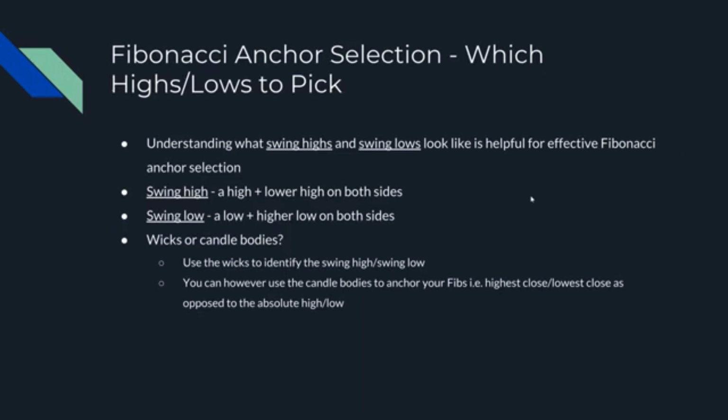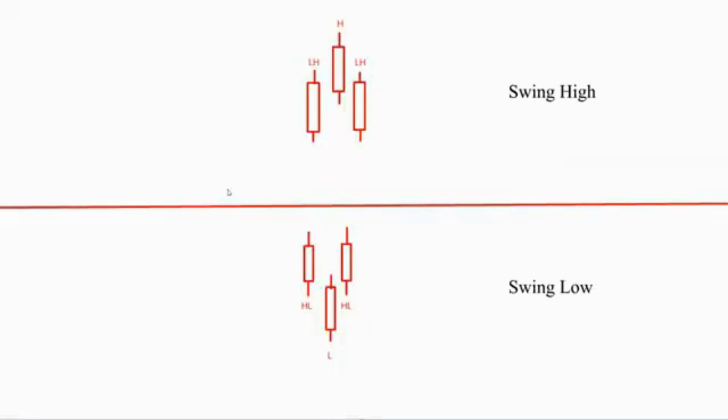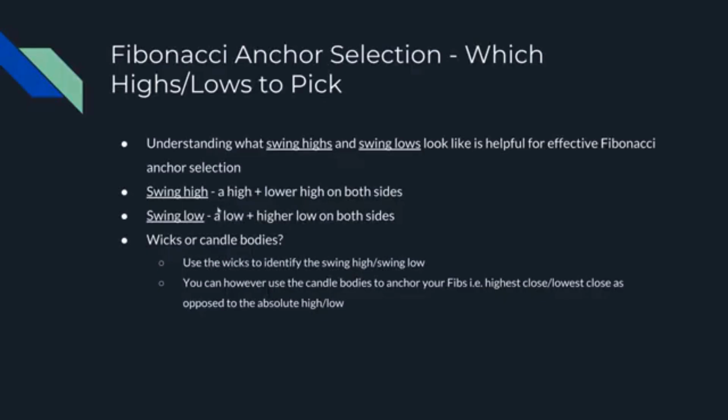So a swing high, and again, we'll have this nice diagram in a second, but just from the words themselves, a description of what a swing high is: a swing high is when you have a high which then has a lower high on both sides.